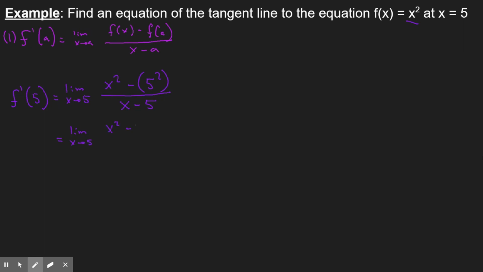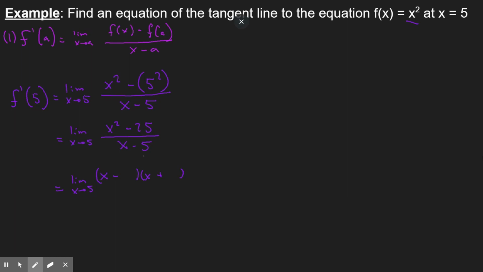We have x squared minus 25, since 5 squared is 25, over x minus 5. We can simplify this a little bit by factoring our x squared minus 25. Again, we have the limit of x approaching 5. Since our x squared is positive, one of the factors is going to be positive and one is going to be negative, since we don't have any terms to the first power.